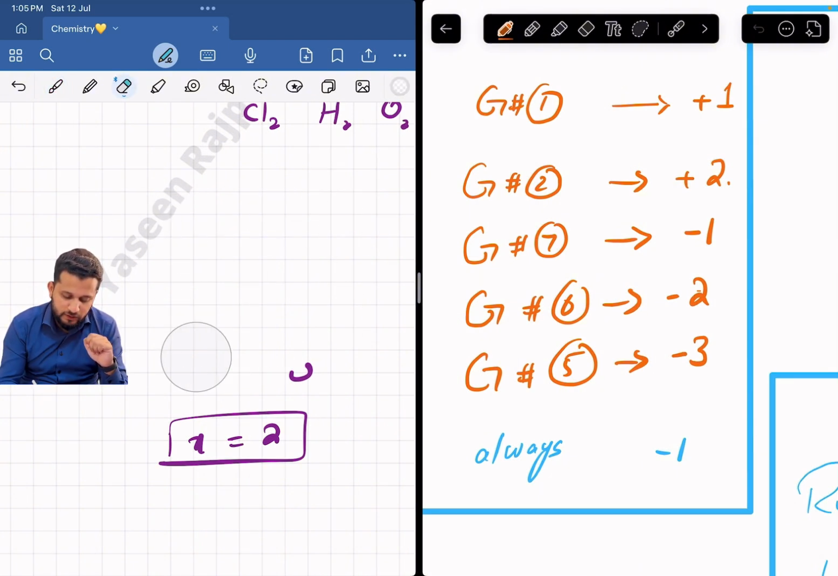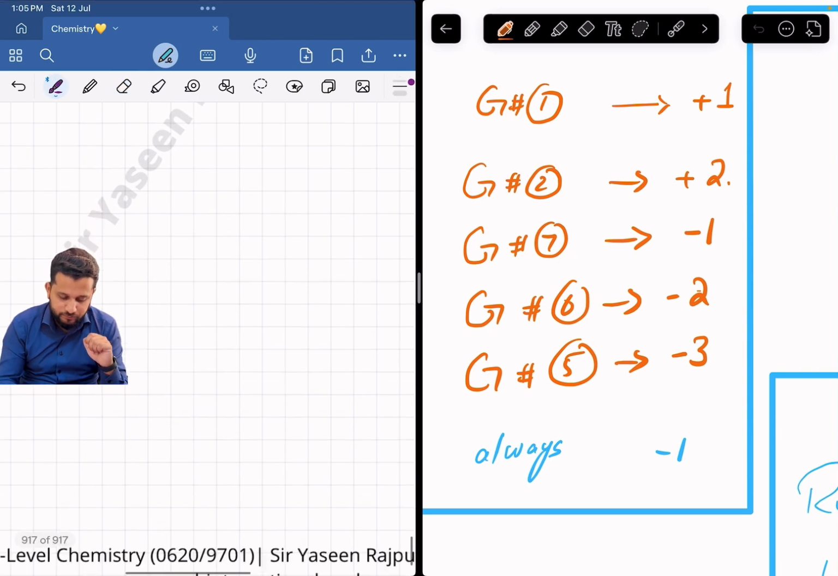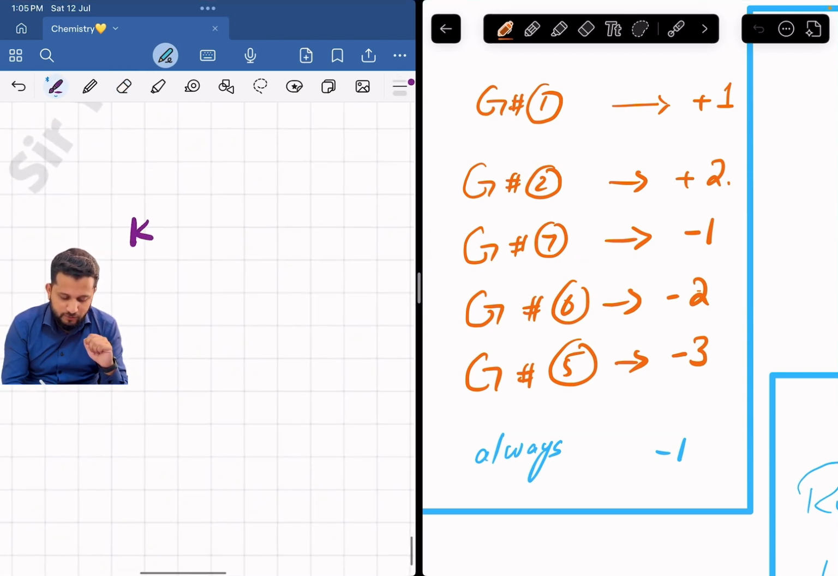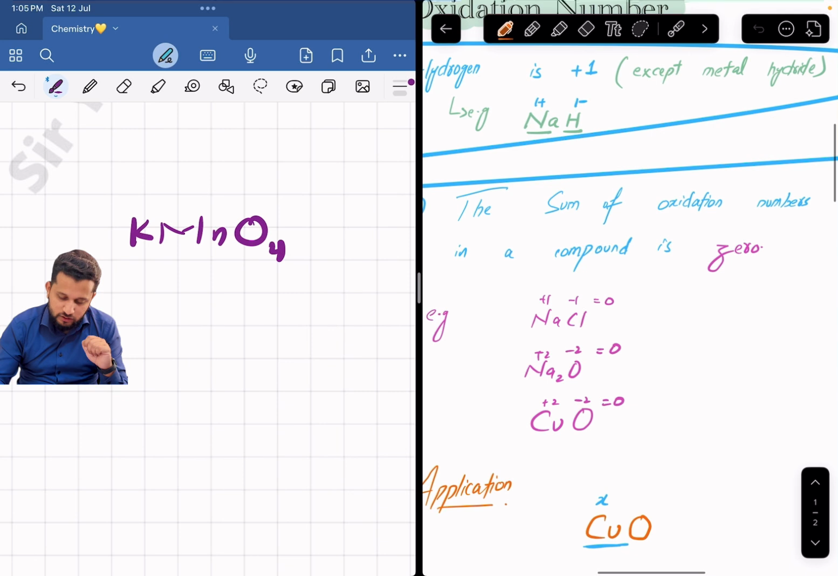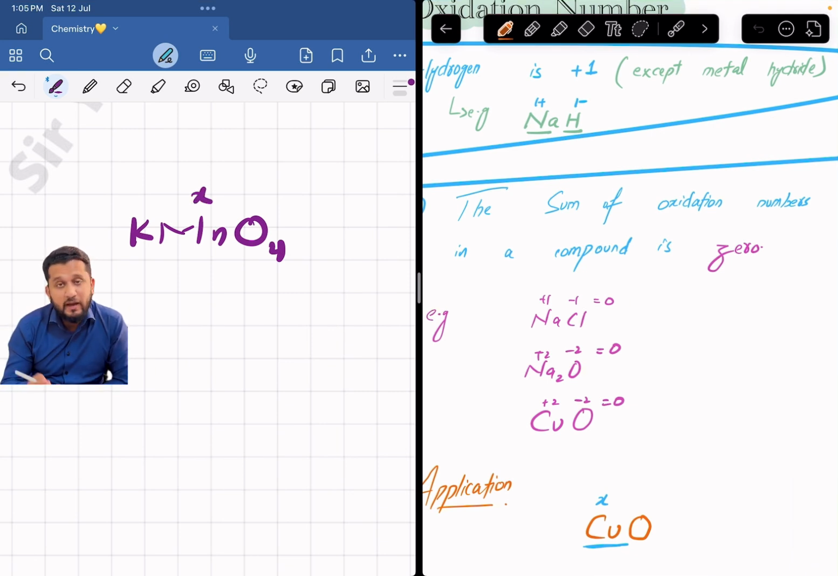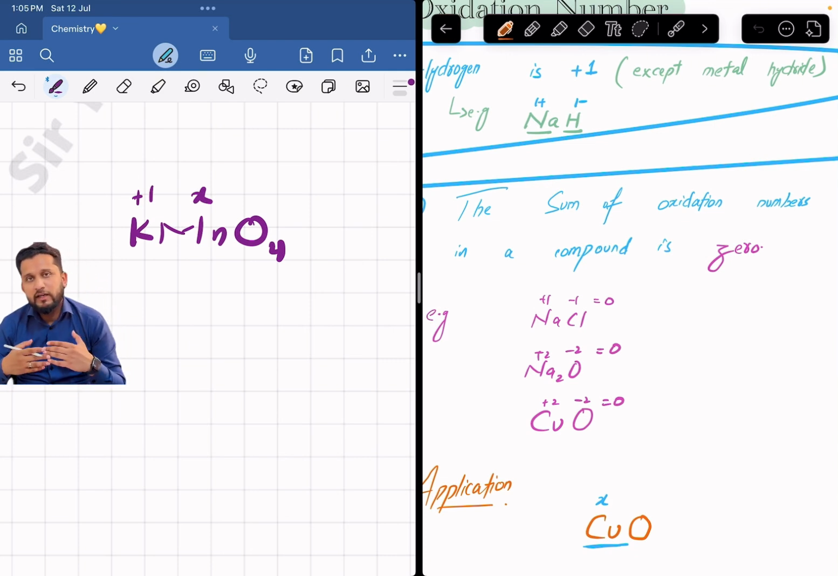Clear? Let's talk about another example. For example, we have potassium manganate, and we need to find out the oxidation number of manganese. So yes, we can find out the oxidation number of manganese. We don't know the oxidation number of manganese, but we know the oxidation number of potassium, which is +1, because potassium belongs to group number 1, so definitely it has +1 charge. And oxygen has -2 charge. One oxygen has -2 charge, but you can see there are 4 oxygens over here.